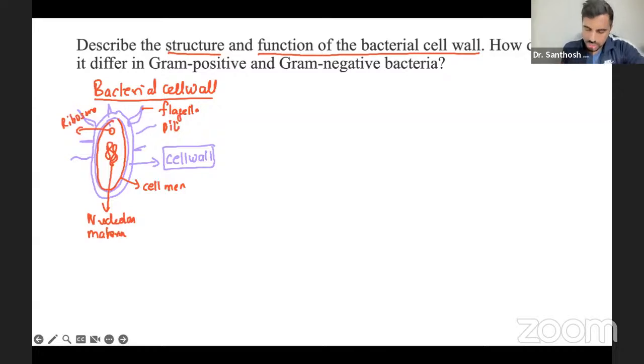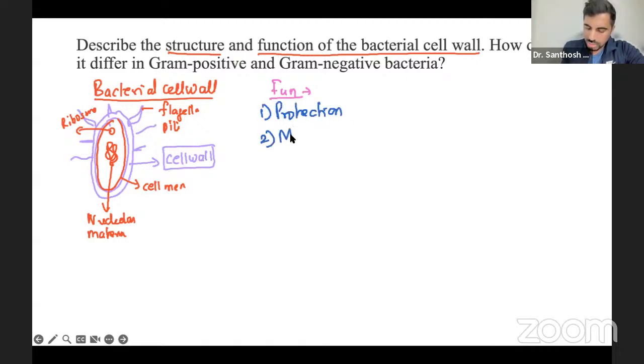Okay. Now, this is the cell wall. The cell wall differs in gram positive and gram negative. Before going to gram positive, we'll write the functions also. We'll talk about the function and then we'll go to the structure. It will be better. Now, when you talk about the functions, what are the functions of the cell wall? The cell wall is outside, a protective layer, a barrier, right? So the first thing is protection.